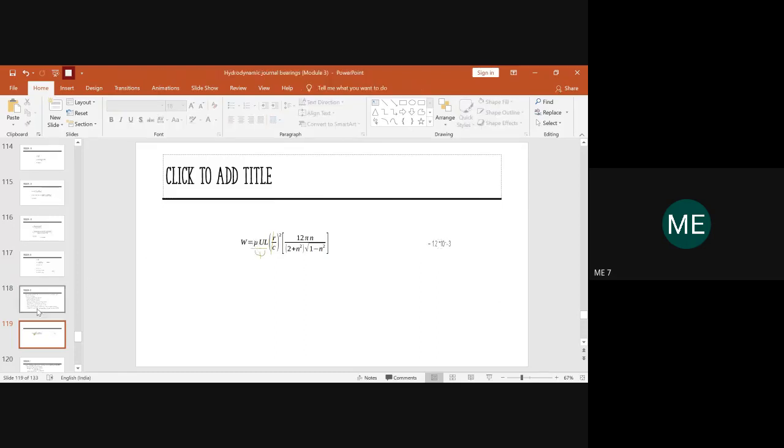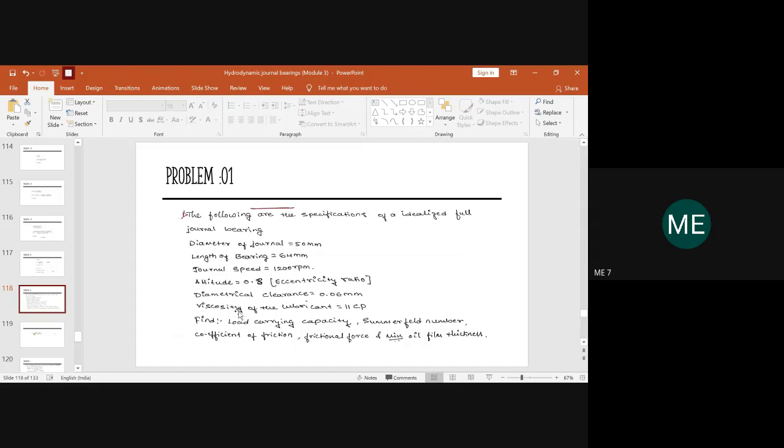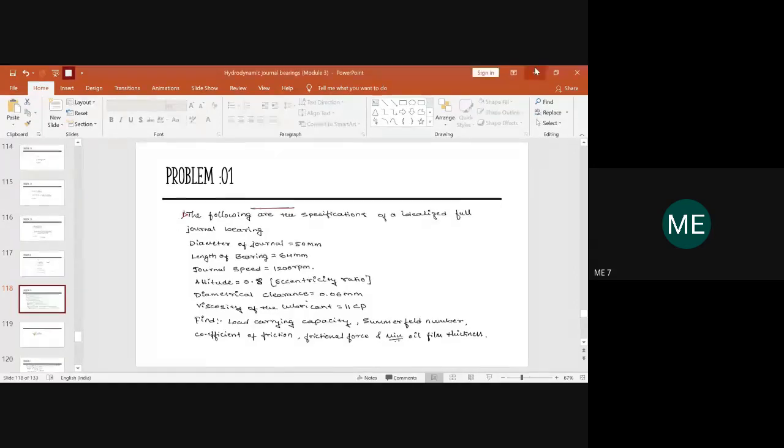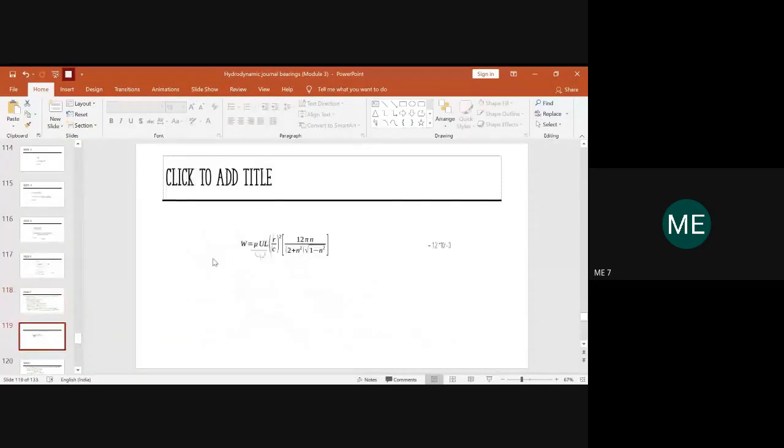What is the value of mu given here? Mu is the viscosity of the lubricant, which is 11 centipoise. Please convert that into Pascal second. It will be 0.0011. You have to substitute, calculate, and let me know the answer. Yesterday I explained this. Now kindly substitute the value of viscosity as 0.001, and the U value you need to calculate.